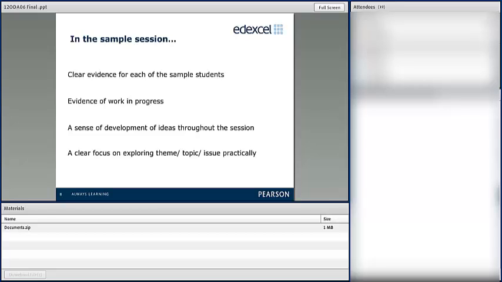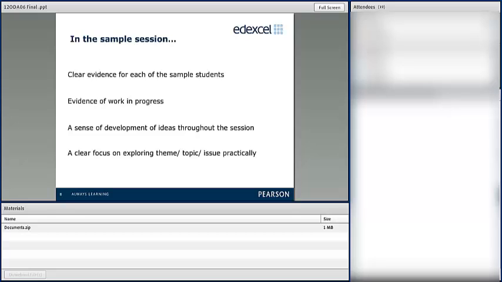Evidence of work in progress, and this is the dreaded sharing. So showing that work is progressing. It may not be that you do actually choose to share work as part of your sample session, but there's going to be some evidence of that progress happening, of work moving on, and going on to our third bullet point, a sense of development of ideas throughout the session.